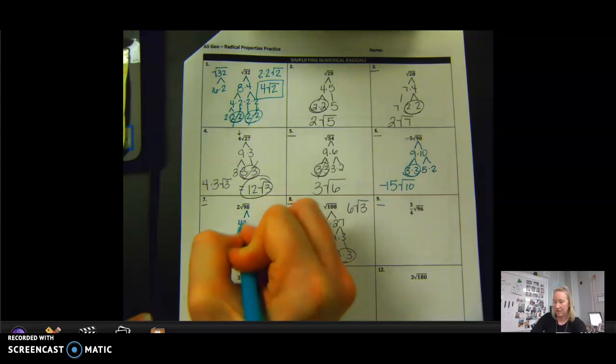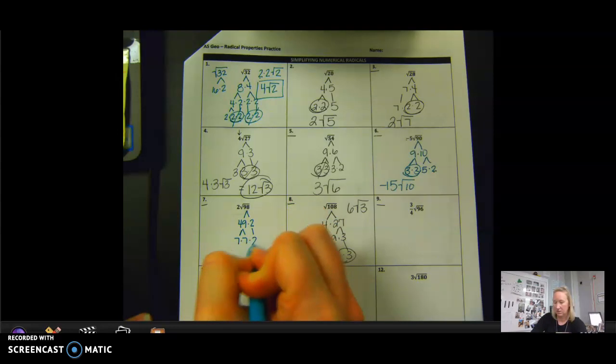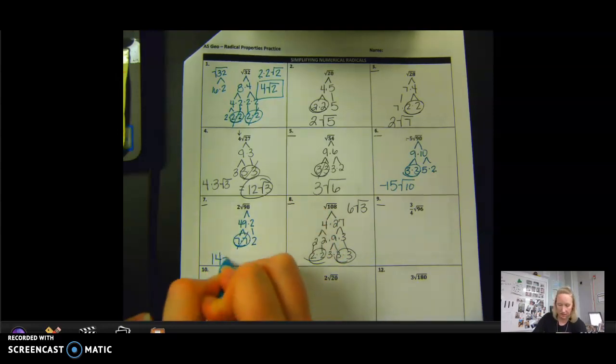98 breaks down to 49 times 2. 49 breaks down to 7 times 7. Bring down this 2. I have a pair of 7's. 7 comes out to multiply to the 2, so I get 14 on the outside, square roots of 2.